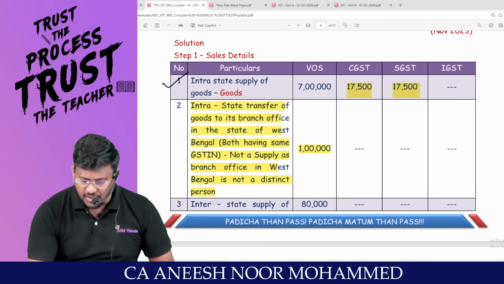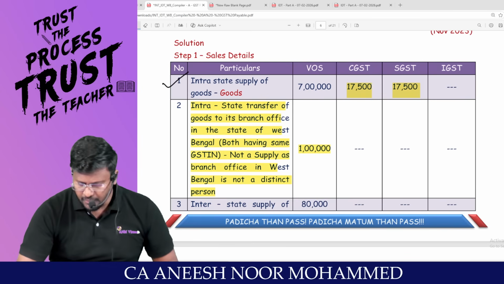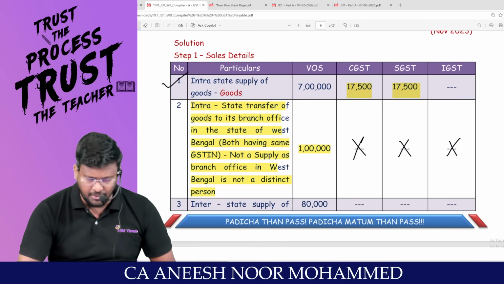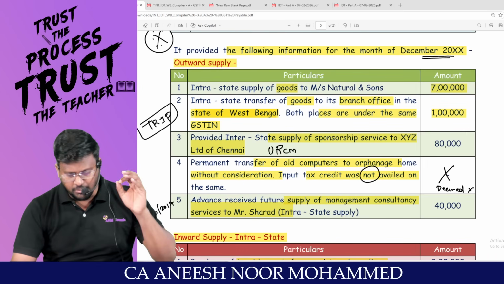They are not what person. So in value of supply, you just write, man, there is no CGST liability, there is no SGST liability, there is no IGST liability. Second point also comes to an end.